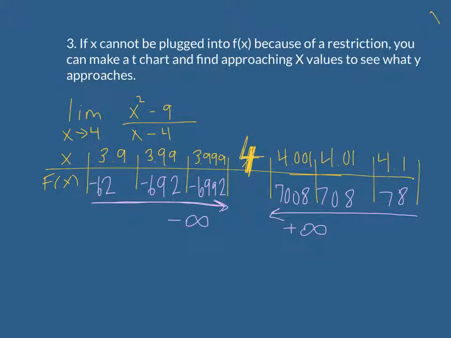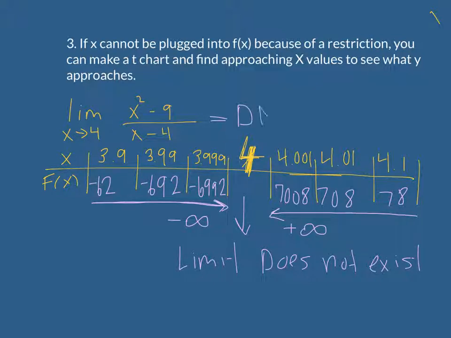Okay? Since those both approach 2 different sides, and they are not equal, because negative infinity is not equal to positive infinity, we actually say the limit does not exist. So to write that out in limit terms, we just write DNE. Does not exist. All right, so let's look at one more.